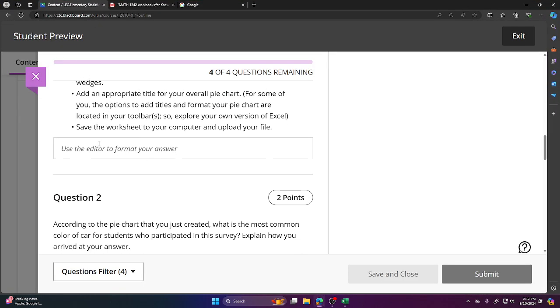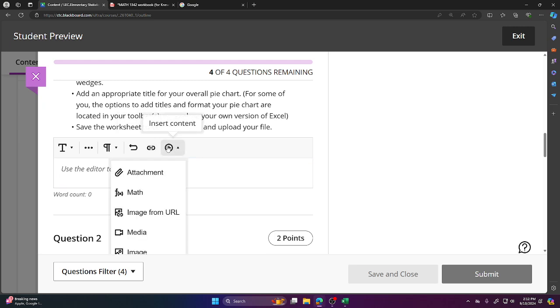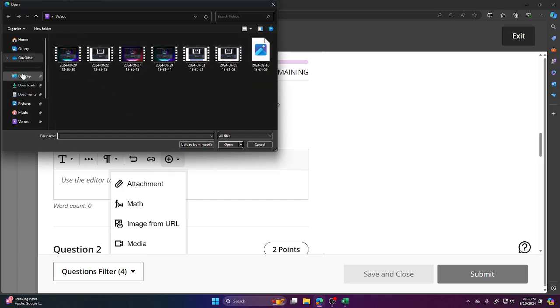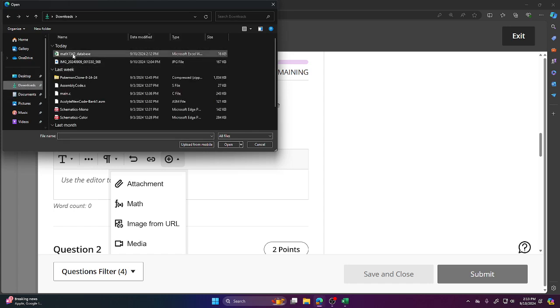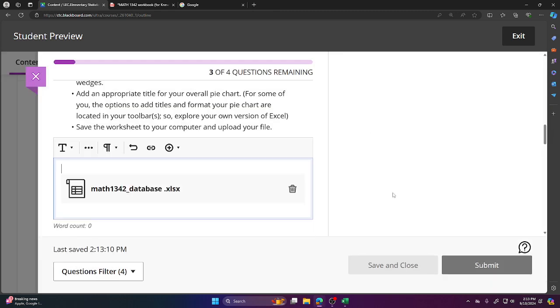But here we go. Use the editor to format plus attachment. There we go. That's what we need. So I'm gonna add an attachment. It's gonna say where, and I'm not wanting my videos. Downloads. There we go. Cool. Save. And there we go. Now it's uploaded. Now I can go back and look at it and give you points back and stuff.